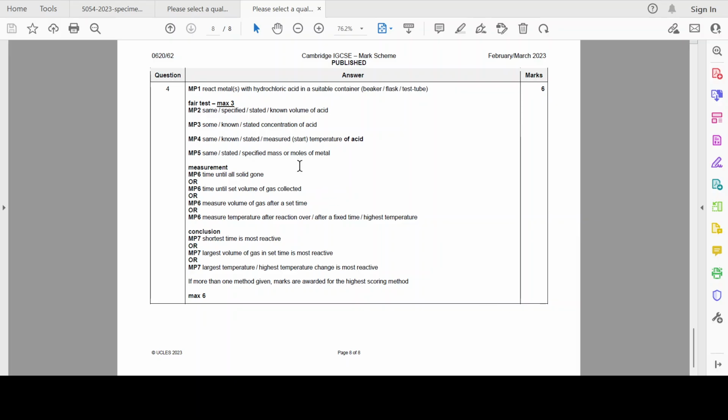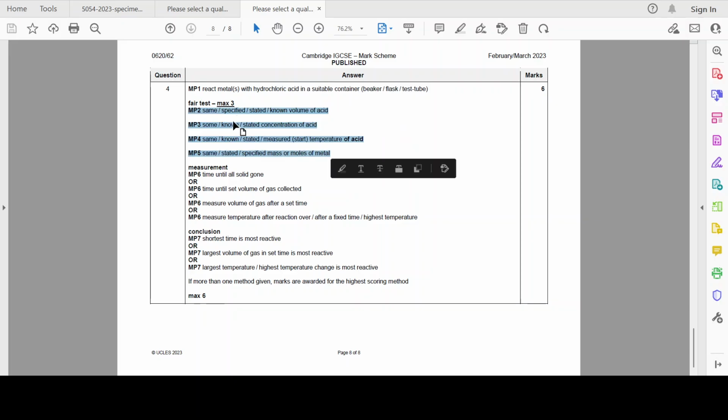Okay, so you can see over here, same known volume of acid, same stated concentration of acid, you could have mentioned that. Same known stated measured start temperature of acid, that's another thing you could have kept constant. Same mass or moles of metal. Now you only get a maximum of 3 marks for these.